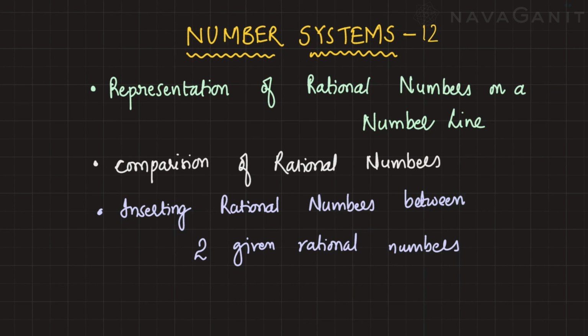We are continuing with number systems. We'll first look at representation of rational numbers on a number line. Then we'll see comparison of rational numbers. And then finally, we'll see how we can insert rational numbers between any two given rational numbers.